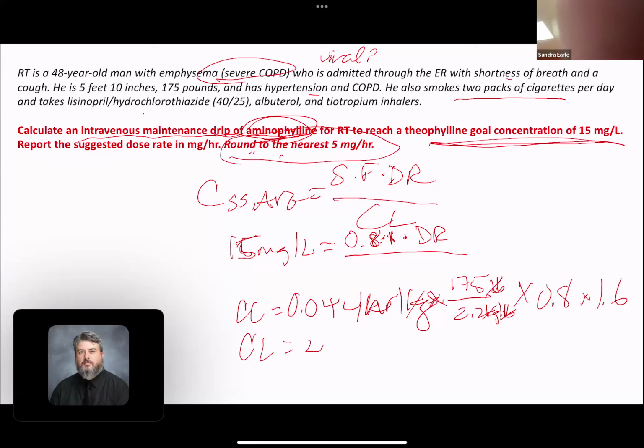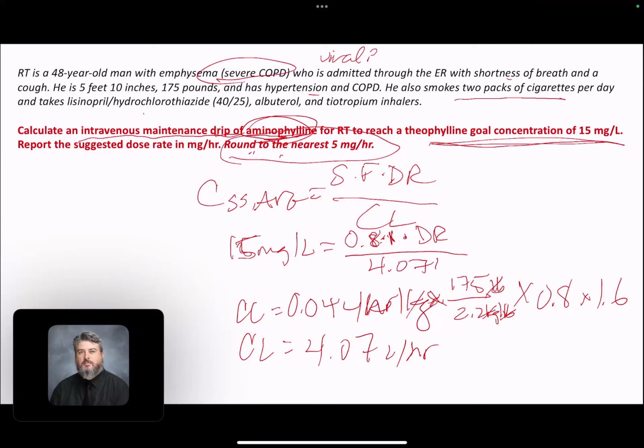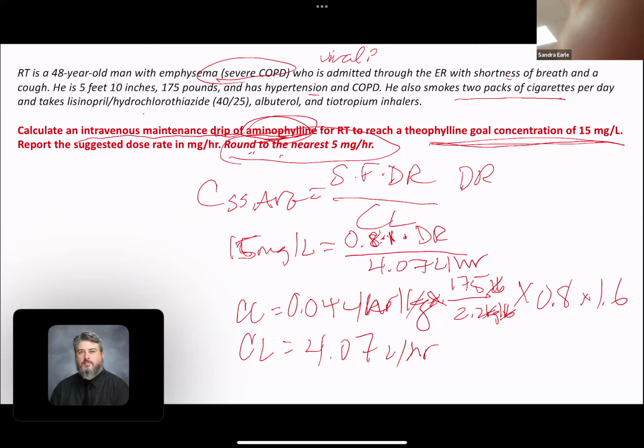I got a clearance of 4.07 liters per hour. Is that what you guys got? Yes. Great. So multiply that times 15 and divide it by 0.8. And so I got a dose rate of 76.36 milligrams per hour. Yeah, liters will cancel. Of aminophylline.